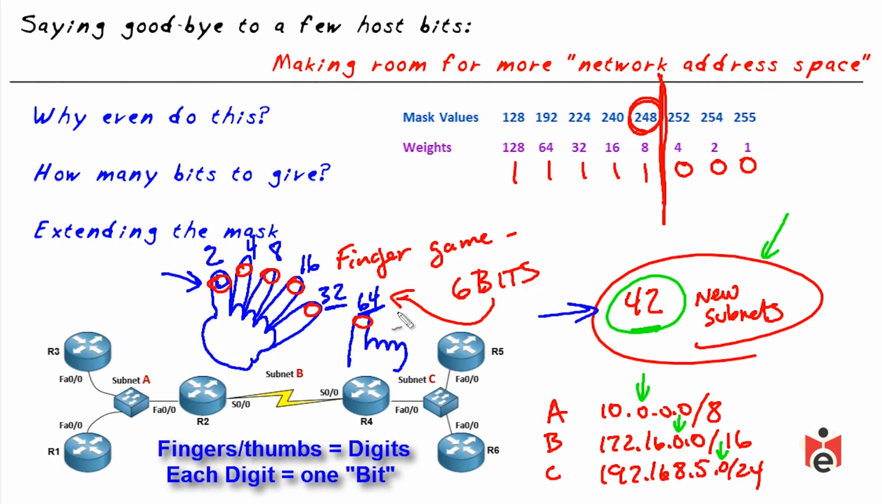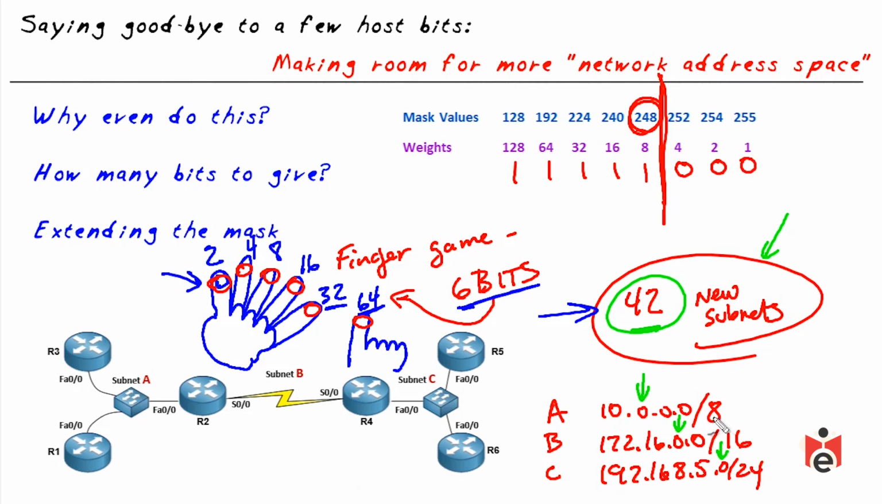It's kind of a funny little game, but it's a great way to consistently get that information right. How many subnets do you need to create? How many bits will it take using the finger game? And then changing the mask to reflect that. So if we're taking 6 more bits, let's apply that to changing the mask. In the case of a current mask of 8, the new mask would be 14. We're simply adding 6 bits. In the case of 16, the new mask would be 22, 16 plus 6 more. And in the case of 24, the new mask would be 30.